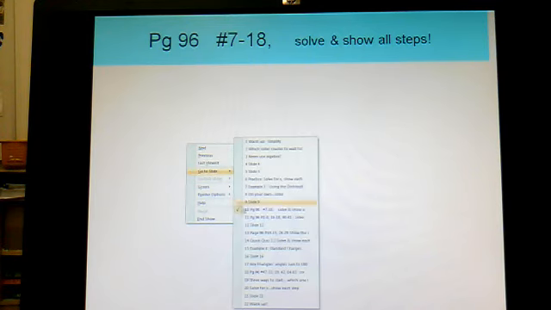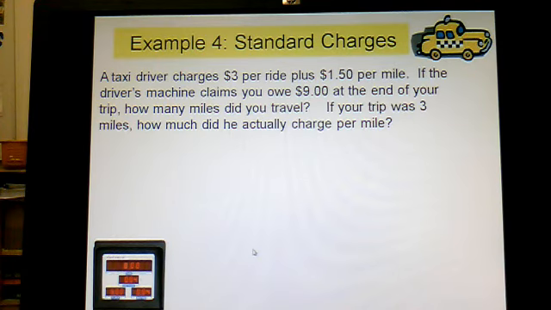Let's get to the taxi problem. Where can I find it on here? There's the taxi problem. Sorry to make you flip back. Go back to the front page. Go back to example 4. Taxi driver. Charge you $3 per ride plus $1.50 per mile. Similar to the exterminator problem.